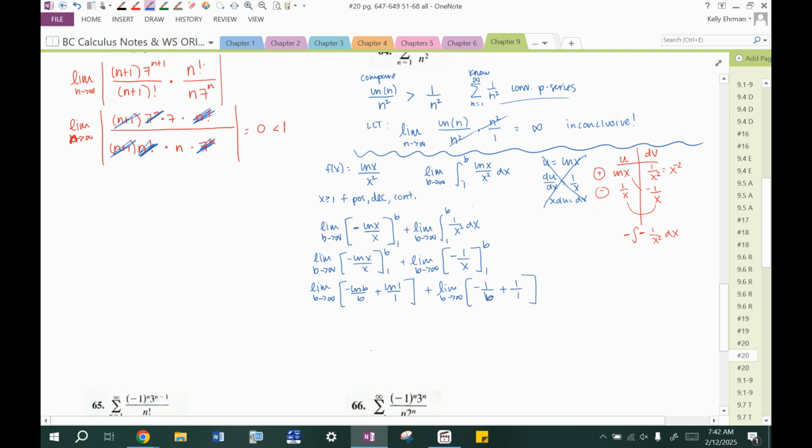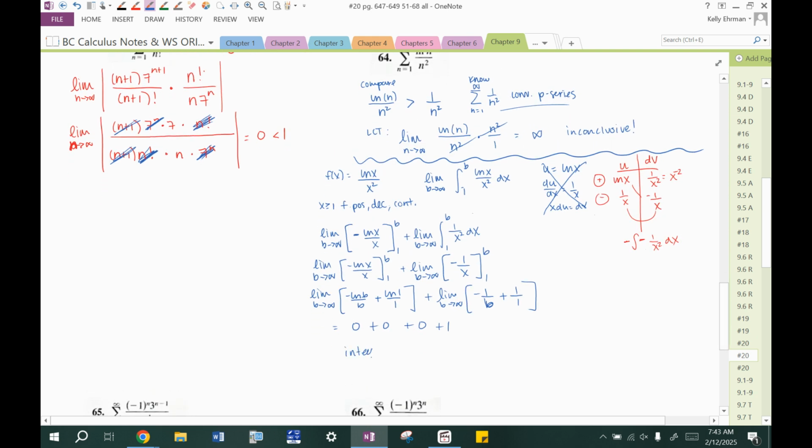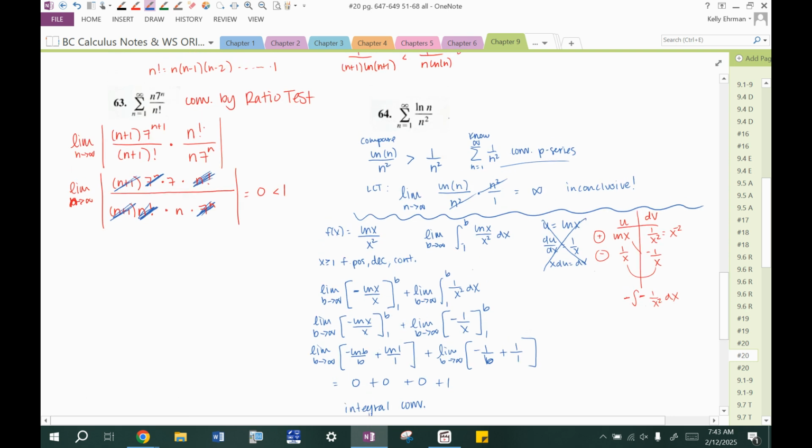All right, so again, I could do a quick round of L'Hopital's on this, but it's not required. Function races, the linear wins out over the natural log. So the bottom is growing faster than the top. So this is 0. And this natural log of 1 is also 0. Negative 1 over infinity is 0. And 1 over 1 is 1. So all of that is to say, okay, the integral converges. So that means that the series converges as well. Integral converges to 1, but the series doesn't converge to 1. We just know it converges.